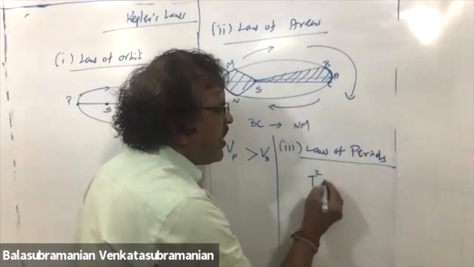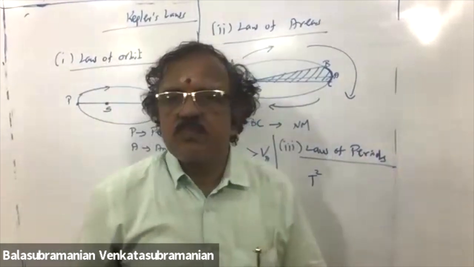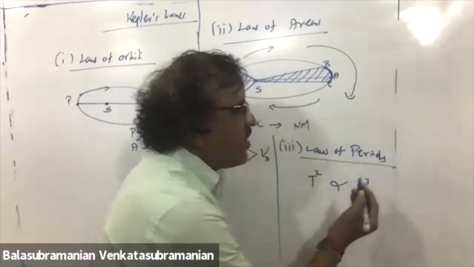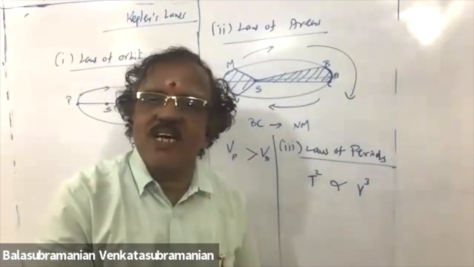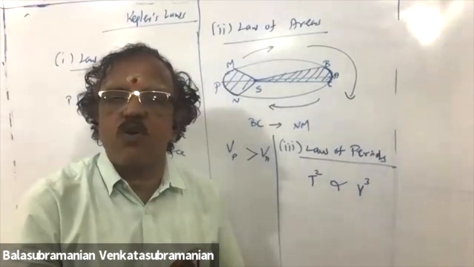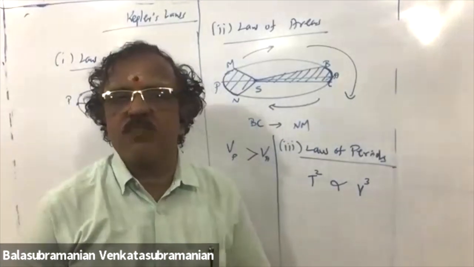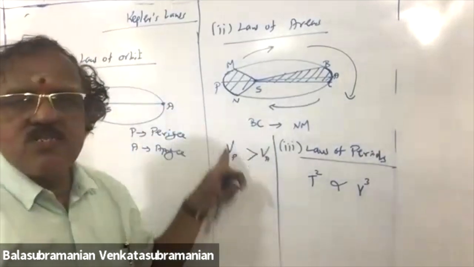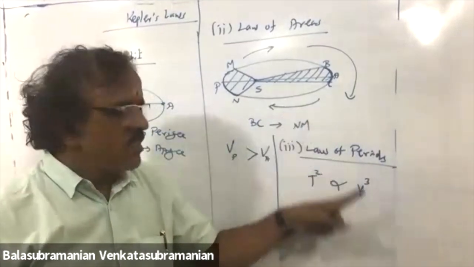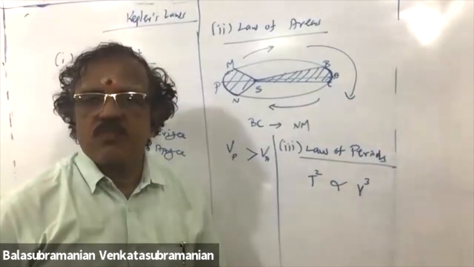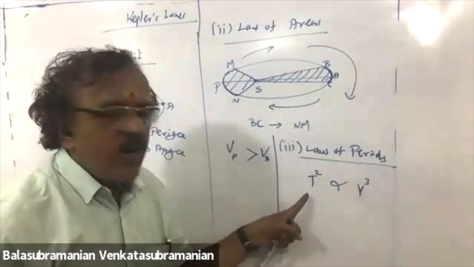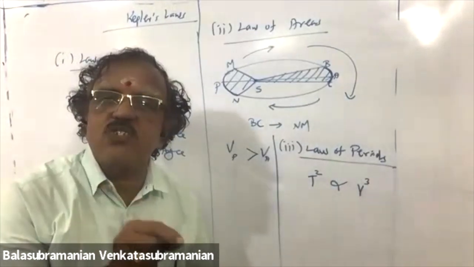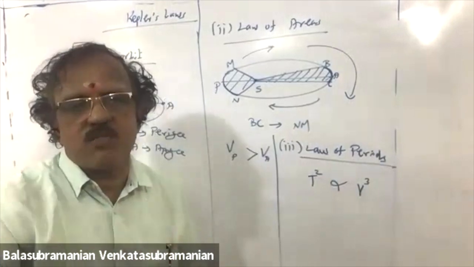The square of the orbital period is proportional to the cube of the mean distance between the sun and the planet. You cannot write capital R, no more capital R here, because it is an elliptical orbit. Semi-major axis, semi-minor axis distance, the average value is small r. The square of the orbital period is proportional to the cube of the mean distance between the planet and the sun.